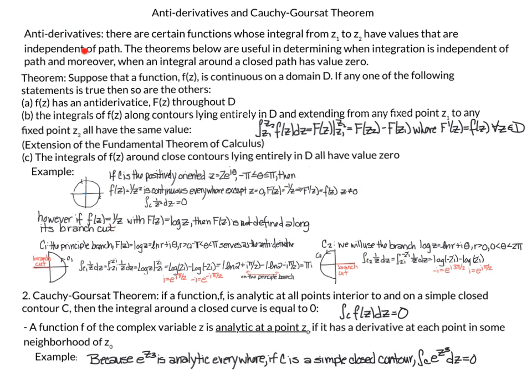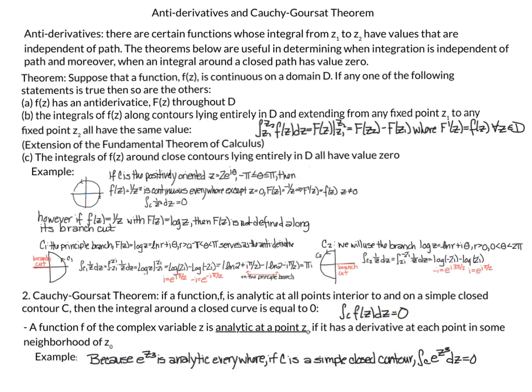Our second theorem that simplifies these contour integrals is the Cauchy-Goursat theorem. If a function f is analytic at all points interior to and on a simple closed contour C, then the integral around the closed curve is equal to 0. And this is what it looks like written as a formula.